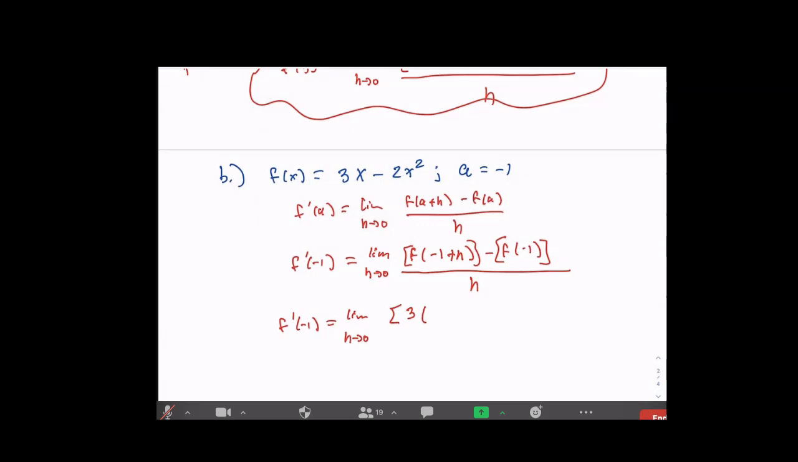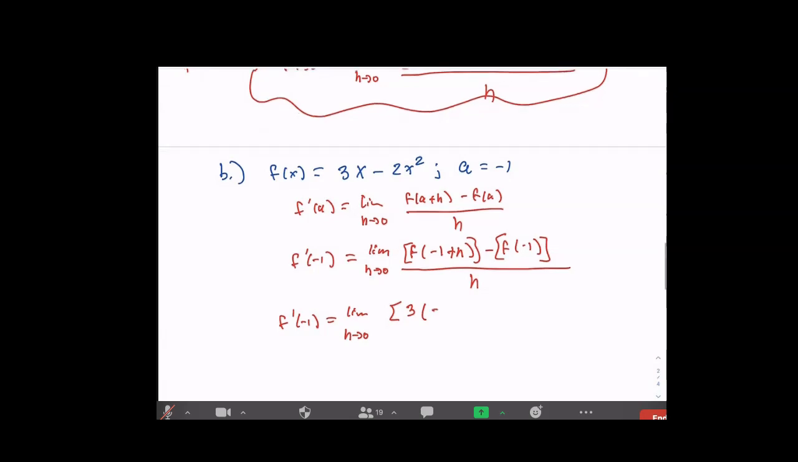What do I put in there? -1 plus h close parentheses squared. Nope, not squared. Oh no, it's not. I lied. It's okay. Perfect. Bracket. Not yet. Why not? Minus 2 times parentheses -1 plus h parentheses squared. Then you can end the brackets. Good. Next thing.